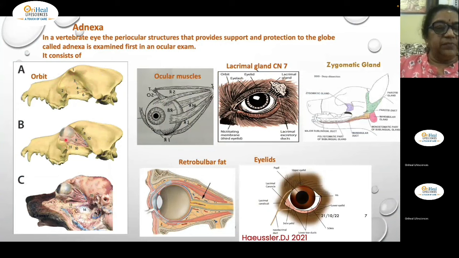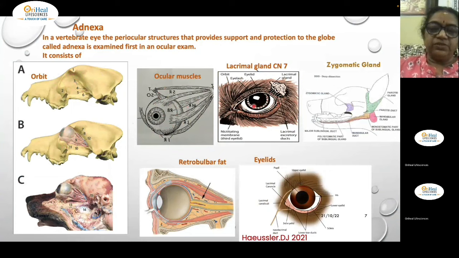if you can see the eyeball here, there will be a little more protrusion. When the orbit is shallow, the seating will be protruded more towards the outside. So that is why you have a protruded eyeball in the case of brachycephalic breeds. Then apart from this orbit, you also have ocular muscles that support the eyeball, and also help in ocular motility. Then you have glands, lacrimal glands, the main gland.